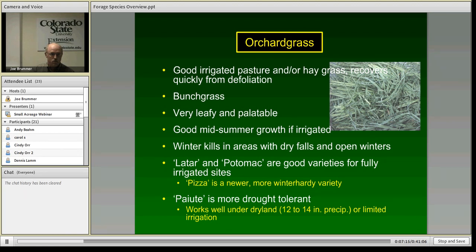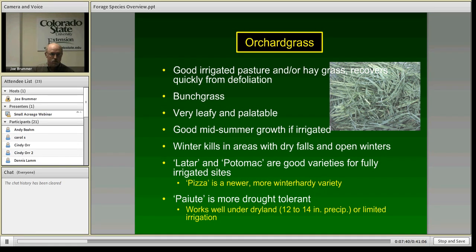This can be used to draw in things like deer and elk, again, because of its high palatability, high sugar content. And this is another strong point of orchard grass, that if it's under irrigated conditions, it will continue to grow and produce during that hot part of the summer, even though it is a cool season species.